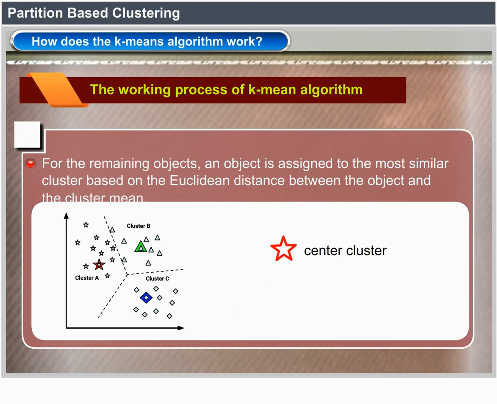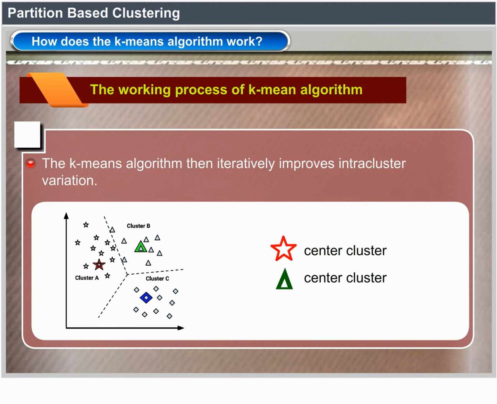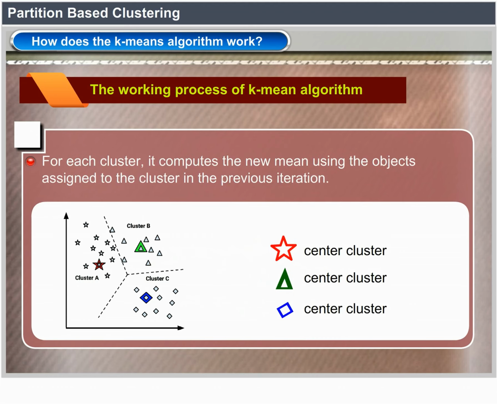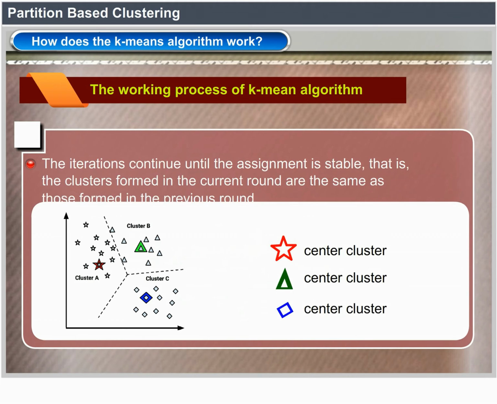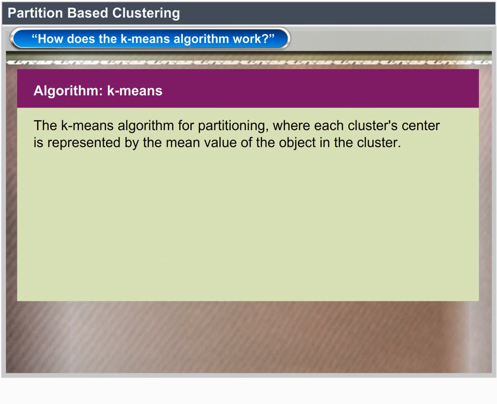The k-means algorithm then iteratively improves the within-cluster variation. For each cluster, it computes the new mean using the objects assigned to the cluster in the previous iteration. All the objects are then reassigned using the updated means as the new cluster centers. The iterations continue until the assignment is stable, that is, the clusters formed in the current round are the same as those formed in the previous round. Algorithm k-means. The k-means algorithm for partitioning, where each cluster's center is represented by the mean value of the objects in the cluster.